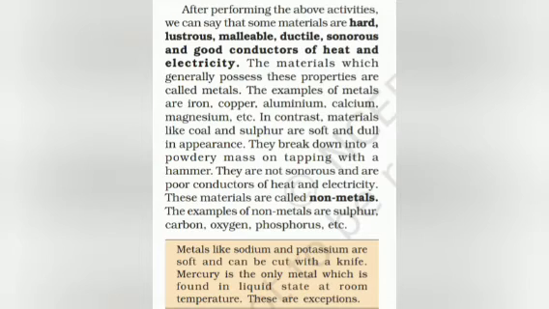Examples of metals are iron, copper, aluminum, calcium, magnesium. In contrast, materials like coal and sulfur are soft and dull in appearance. They break down into a powder mass on tapping with a hammer. They are not at all sonorous, and they are poor conductors of heat as well as electricity.